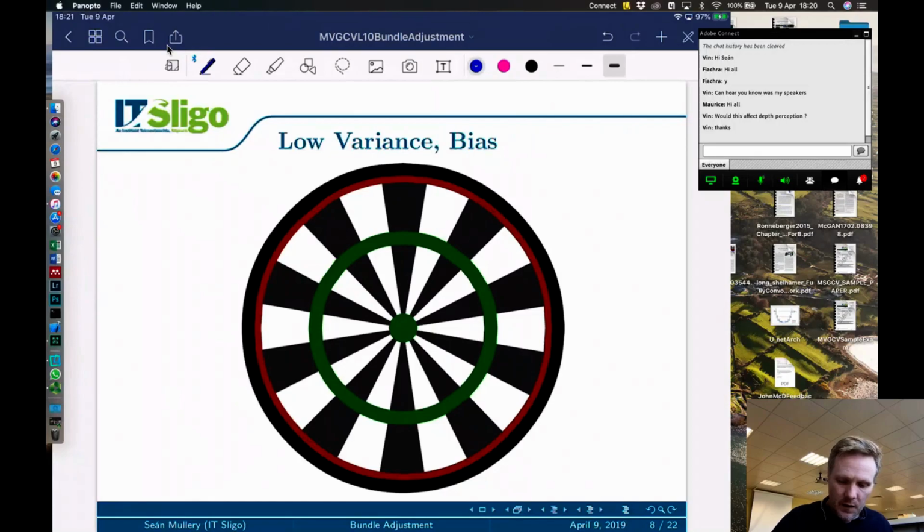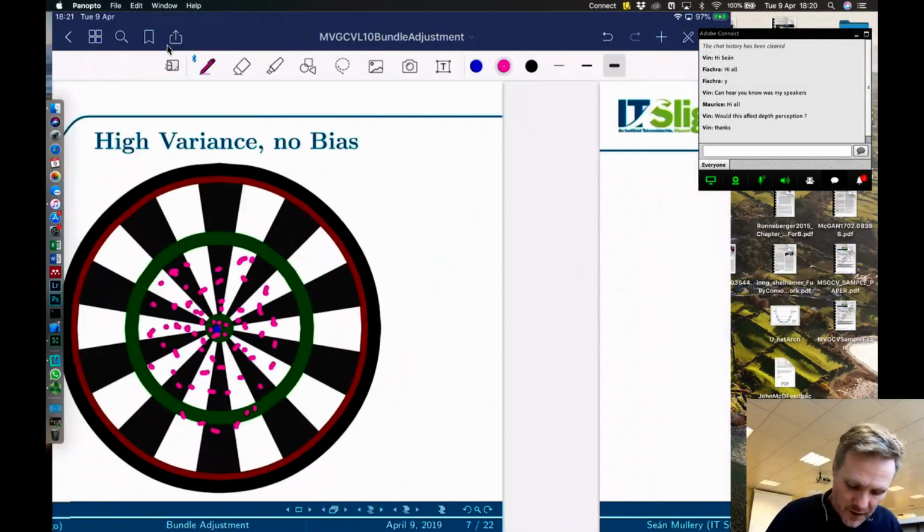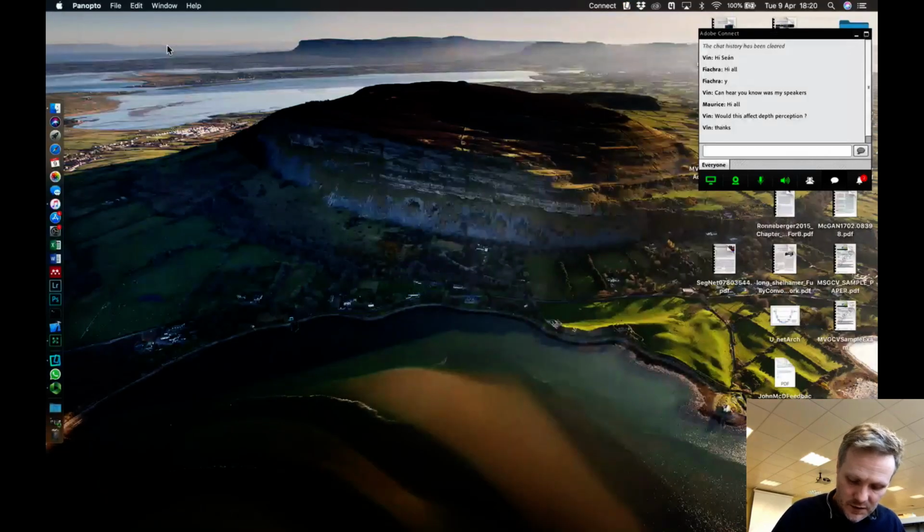So what about low variance, but we do have some bias? So let's just, actually, what I'll do is I'll just grab my, thing has disappeared here, I don't know why.